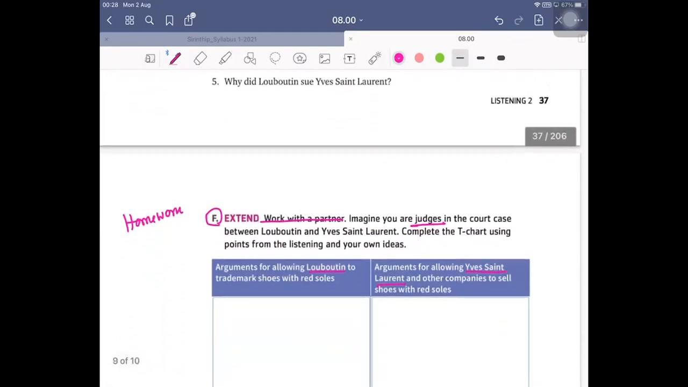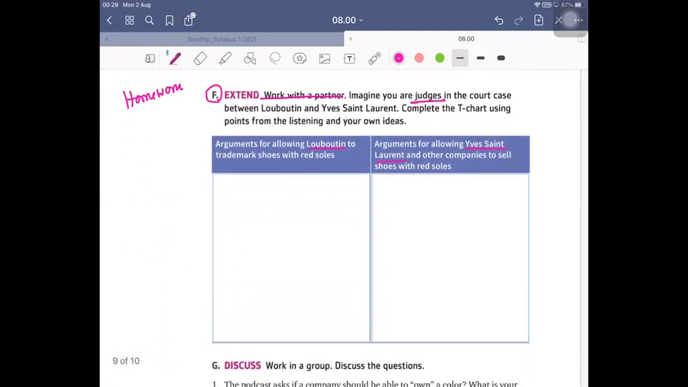Okay, so as I said, two pieces of homework here, C and F. As you listen, please take notes as much as you can because on Thursday, we're going to be talking about the two brands here as well. Think about what problems they have together, as I said. And of course, now if you look at the table here, you will see that they're talking about shoes with red soles. So in the clip, it's going to be about something like this, right? So try to listen, what about them? What about shoes with red soles? And if you are one of the judges in court, do you have any reasons or arguments to allow Louboutin to trademark the shoes with red soles?